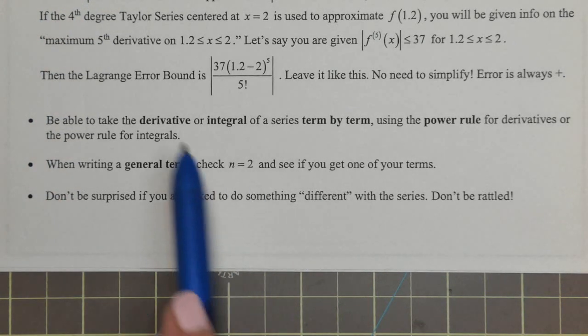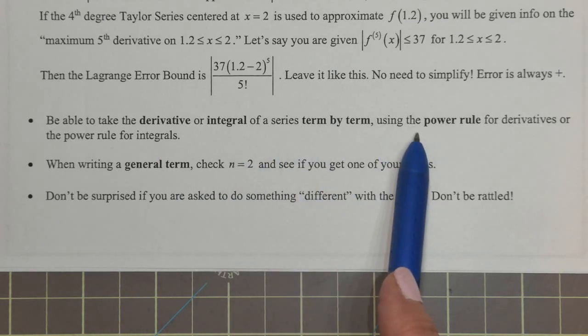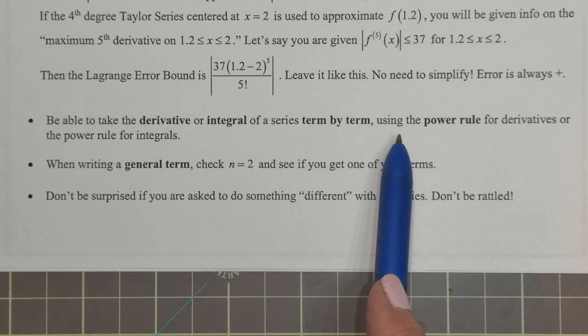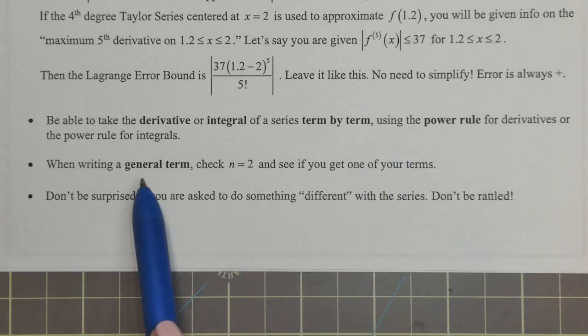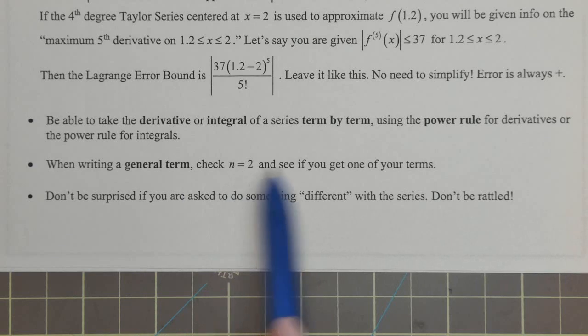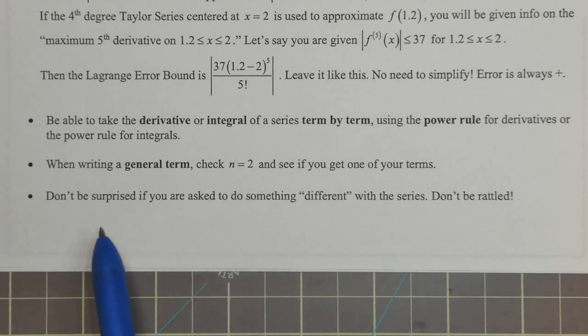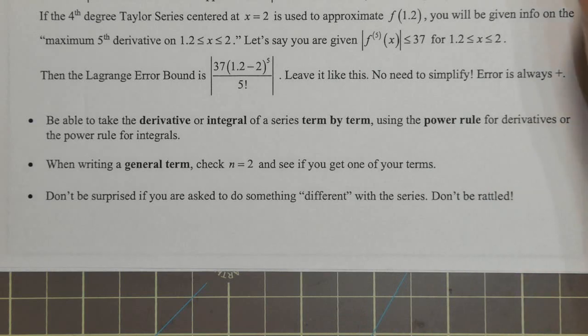Be able to take the derivative or integral of a series term by term using the power rule for these. That's a very common question. When you're writing a general term, check it when n is 2 to see if you get one of your terms. And then lastly, don't be surprised if you're asked to do something different. Just do what they tell you to do. Okay? All right, I need to fix that.